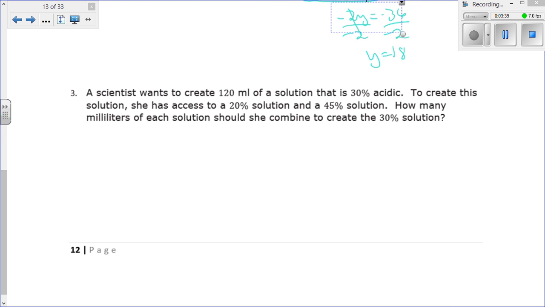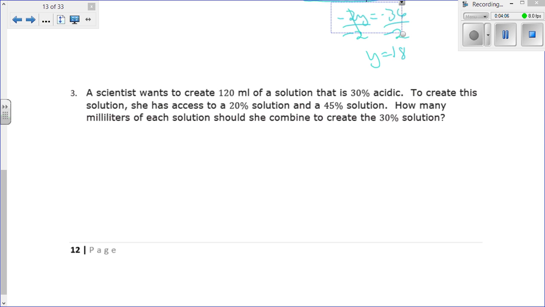Oh no, not one of these again. A scientist wants to create 120 milliliters of a solution that is 30% acidic. To create the solution, she has access to a 20% solution and a 45% solution. How many milliliters of each solution should she combine to create a 30% solution? All right, I've already shown you how to do this problem a different way. Well, here we go again.